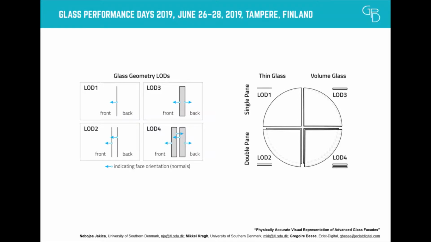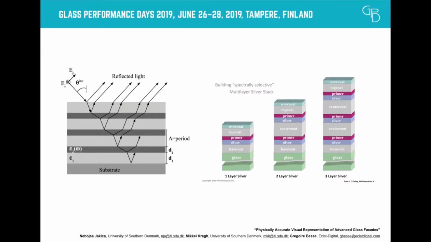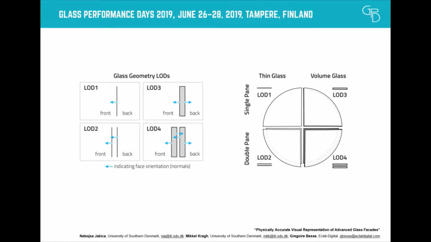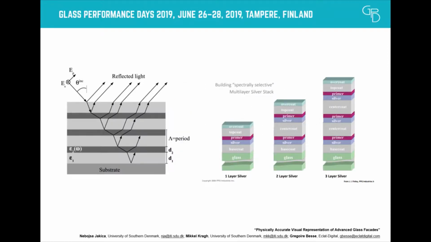So this graph here shows the 4 different levels of detail of glass configurations: from simple surface model, 2 surface models representing IGU, then 1 volume model, and a couple of volumes representing IGUs and laminated glass. And you will see differences later in the visualization. What are the optical effects that you can achieve with this?